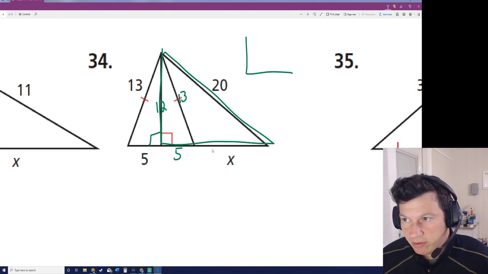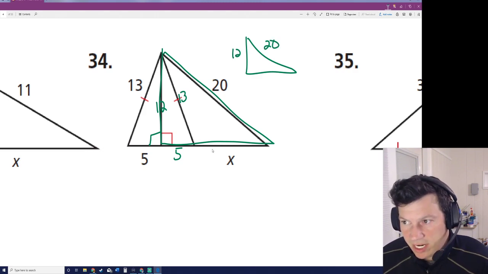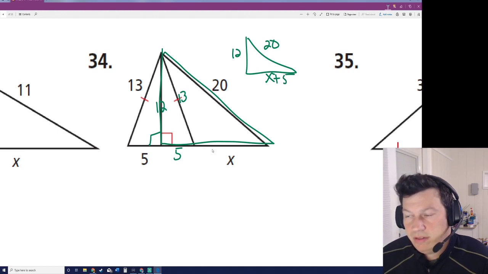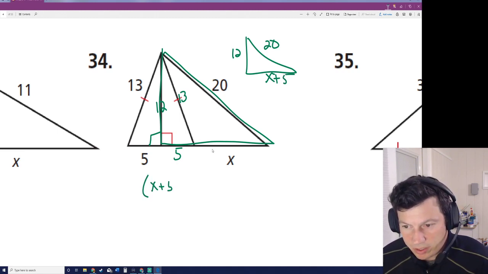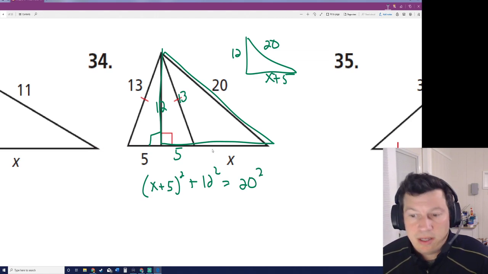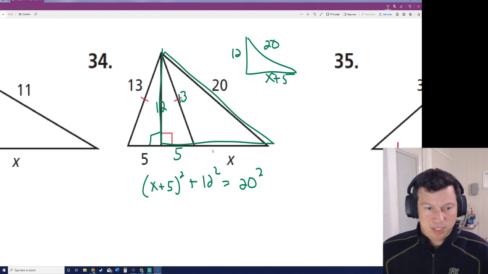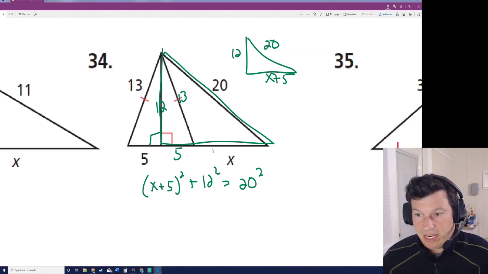If I just break it down, this is 20, this is 12, and what is this side down here? X plus 5. I'm probably not going to finish this one, because I think we just did one like it. But the idea is that x plus 5 squared plus 12 squared equals 20 squared. Make sure we FOIL. The x squares will cancel out, and then you would end up solving and be able to get x.